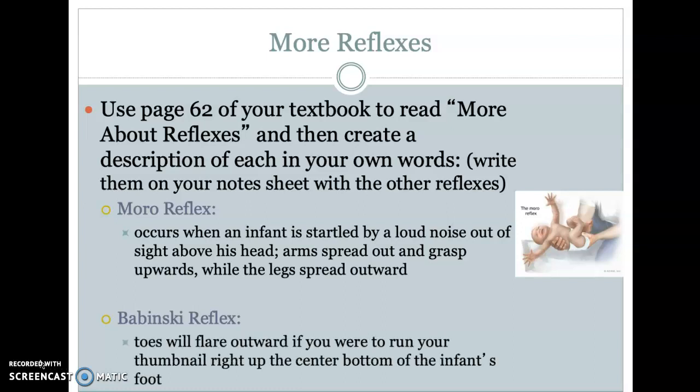This one's really cool. It's one of my favorites. So if you're ever around a newborn baby and you run the sharp end of your fingernail along the bottom of their foot, their toes will reflexively flare outwards as you run your thumbnail up. The reason I think this is so cool is if you do this to yourself, you can try this while you're sitting right at home, run your fingernail up the bottom insole instep of your foot and watch what your toes do. They will naturally reflexively curl inwards into like a ball.